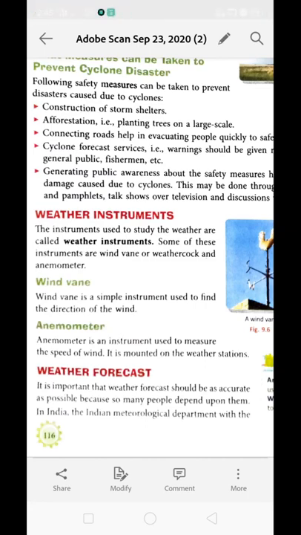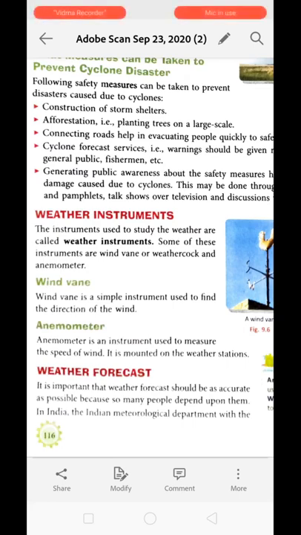Now next, connecting roads help in evacuating the people quickly to the safe area. If there is a warning of tornado in a particular place, we need to evacuate the place. So we need to have a good roadway so that we can carry the people from that place to safe shelters. For that reason we need to have roadways in good condition.